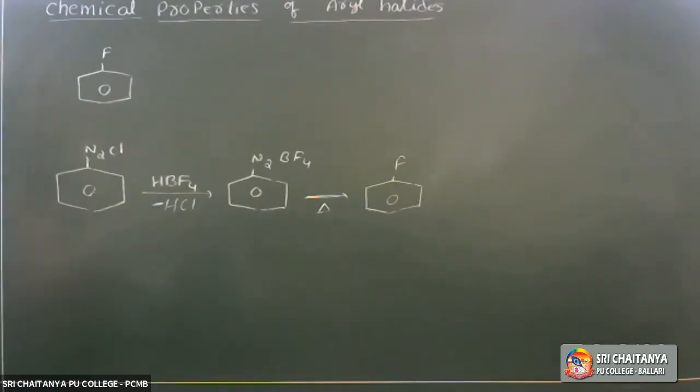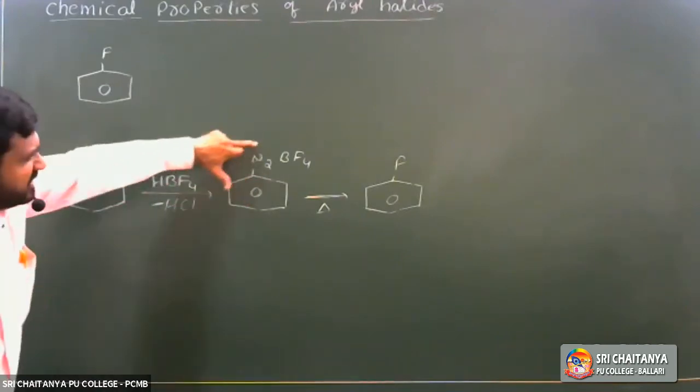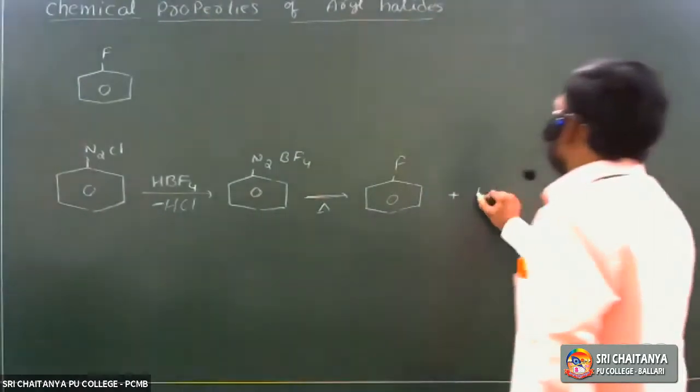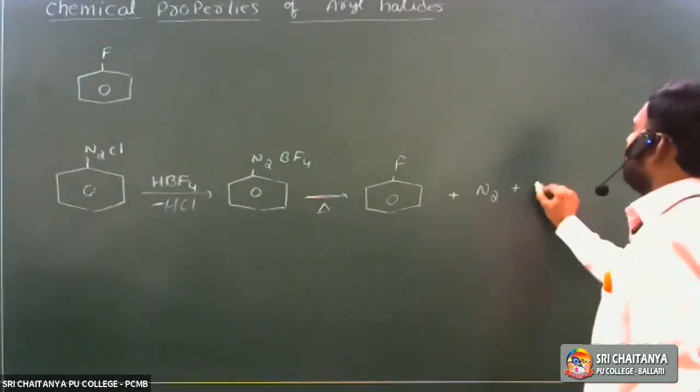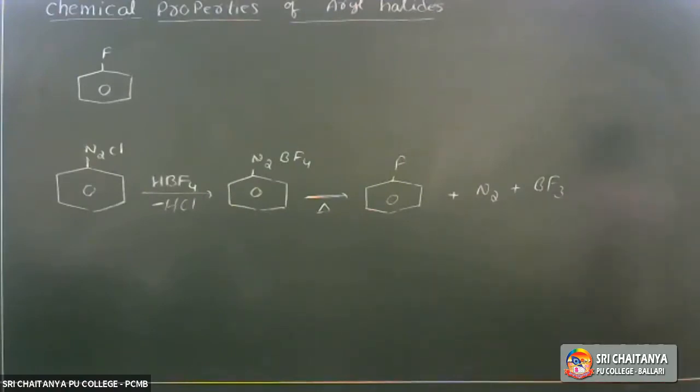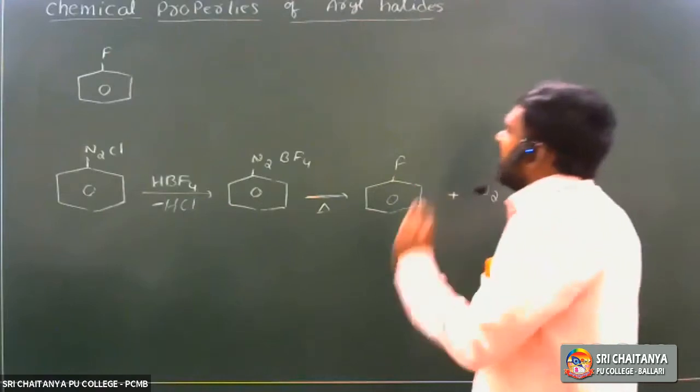So what are the byproducts? Here nitrogen gas is liberated, and BF4 is converted to BF3. The gases liberated are nitrogen and BF3. These are the byproducts. So these are the methods of preparation of fluorobenzene, bromobenzene, and iodobenzene.